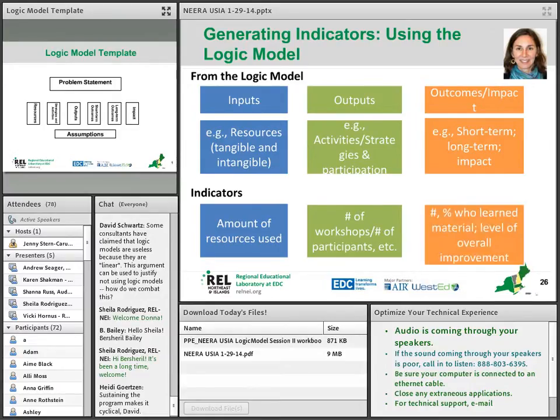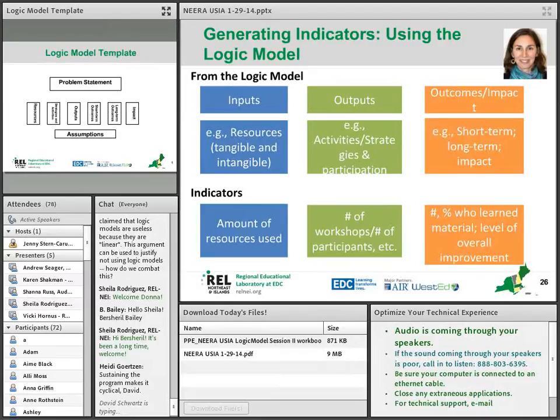And the outcome-related indicators would be the ones that take a tangible measure of the results or the outcome of the program. The number or the percent who learn the material, the level of overall improvement, the outcomes for students, and so forth.